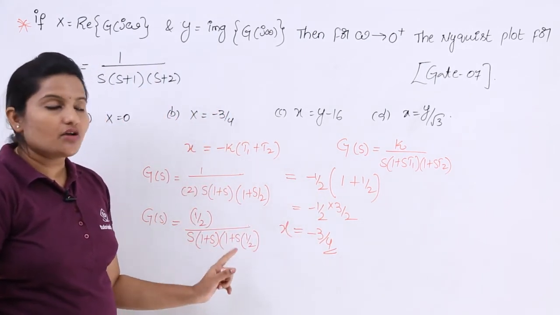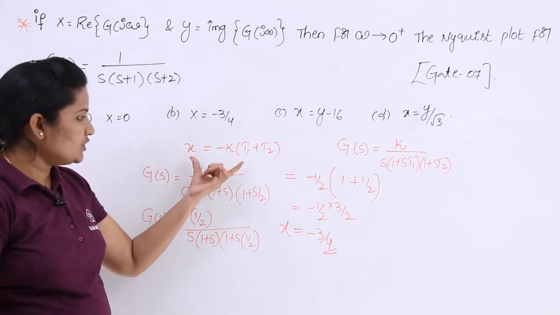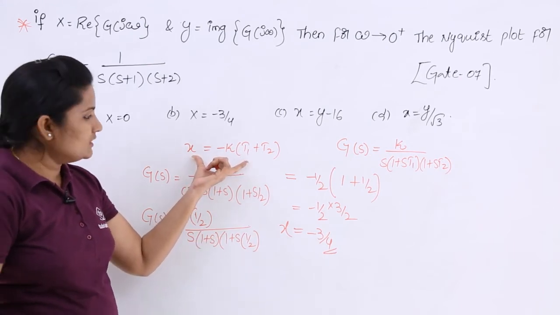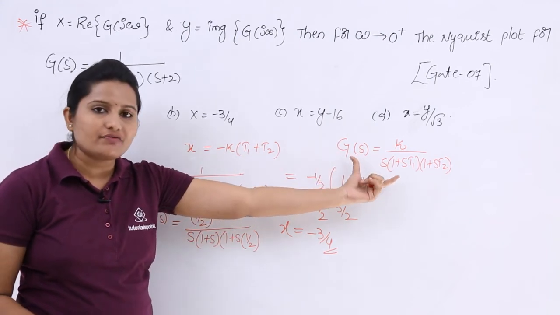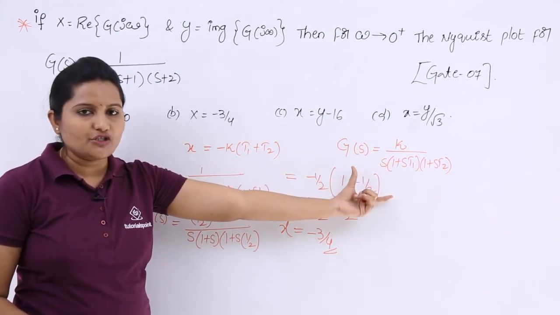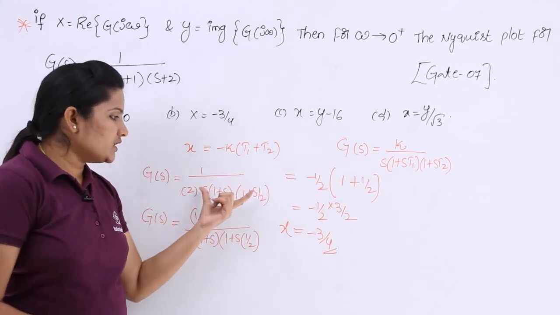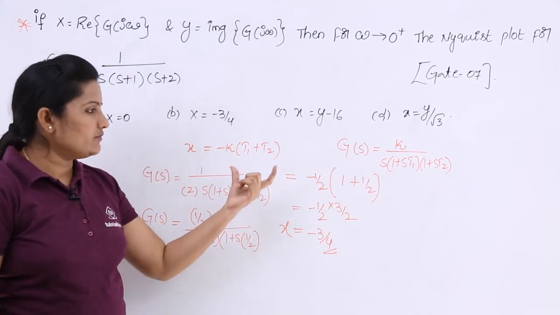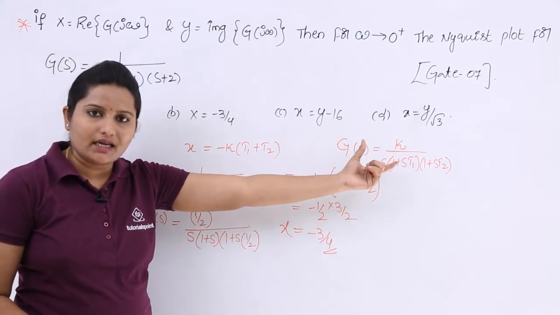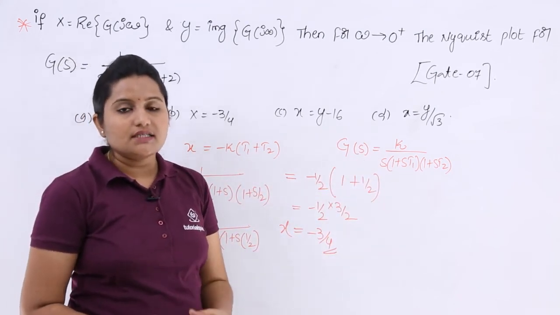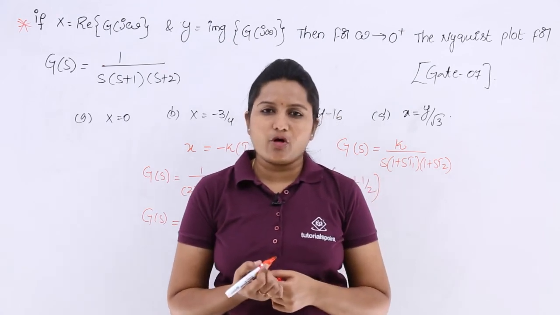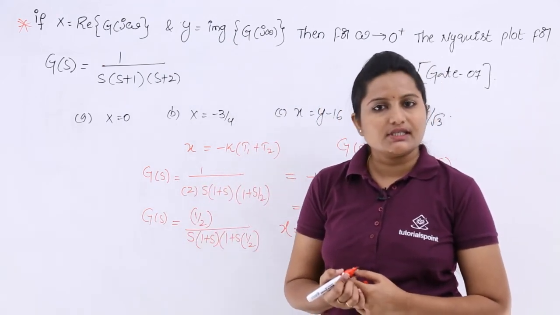Like this, we can solve this type of problems. What do we need to do? We need to consider the formula first, and after that we need to convert the given transfer function into this form. After that we need to substitute the values of K, T1 and T2 in this formula to get the x value. Like this, we need to solve this type of problems in frequency response analysis.